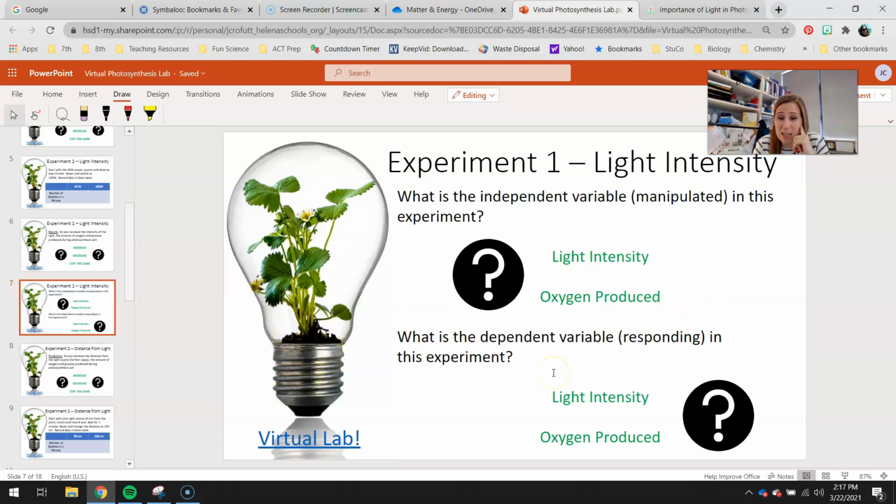Second question, what is the dependent variable or the responding variable in this experiment? So I like to think of the dependent variable as the data that you're collecting. So it's kind of like a cause and effect. If you change this up here, what effect does that have down here? So what data are you collecting? What are you counting in this experiment? Okay, so that's your dependent variable. So circle either light intensity or oxygen produced.